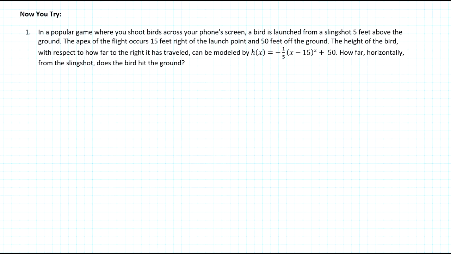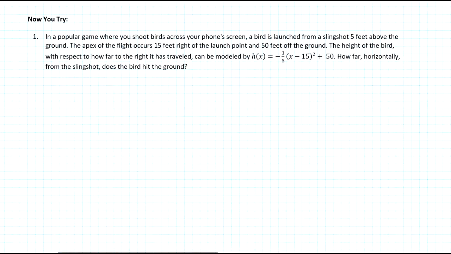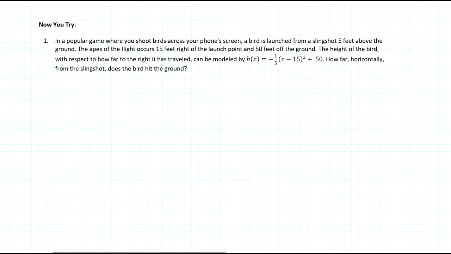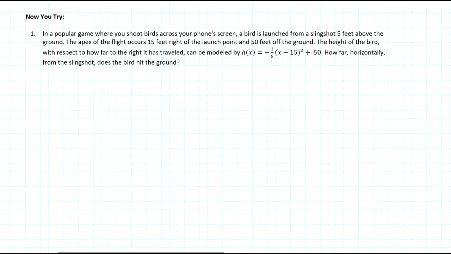This is Noah again, and in this video we're going to look through the solution to the Now You Try problem, where we find a horizontal intercept by completing the square and using square roots.